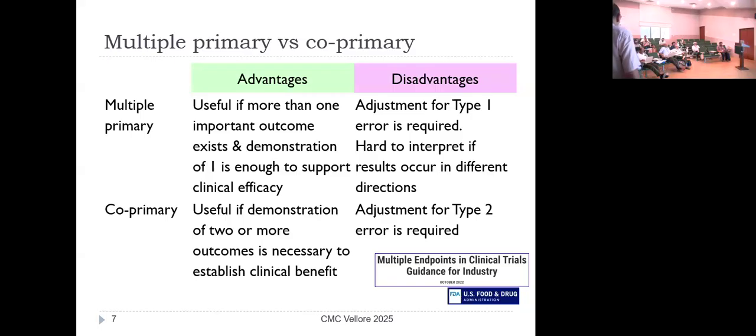But the analysis of survival methods, they don't change. So you do the survival analysis, now you just do the Kaplan-Meier for each one of those primaries, or you do the counts for each one of those primaries. It's how you interpret it that changes.